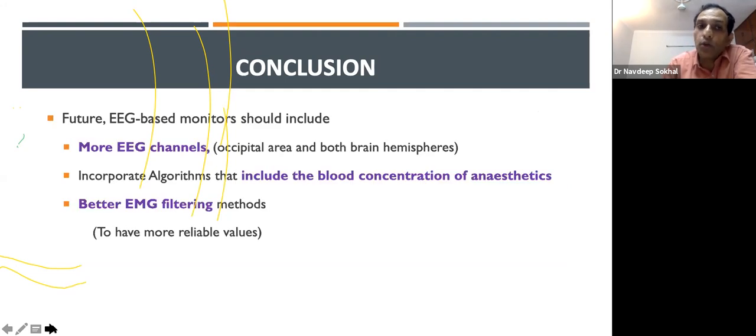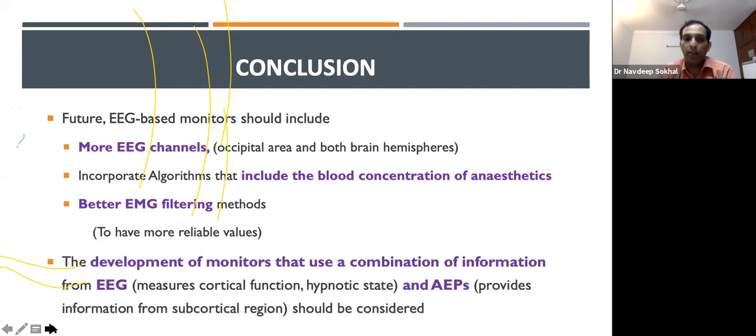Future EEG-based monitors should include more EEG signals, that is, the occipital cortical area and both brain hemispheres, and incorporate algorithms that include the blood concentration of the anesthetic, and better EMG filtering methods for more reliability. Development of monitors that use a combination of EEG plus AEP information should be considered, that is, from the cortex as well as subcortically.